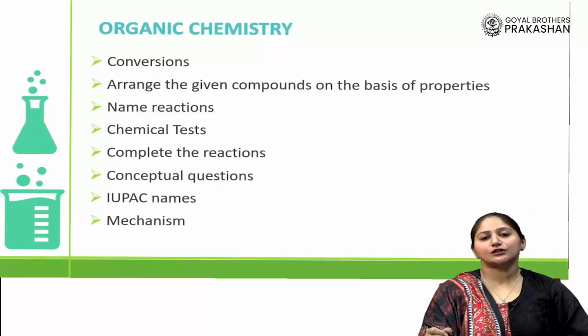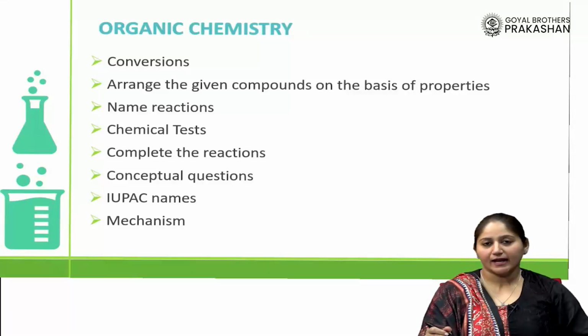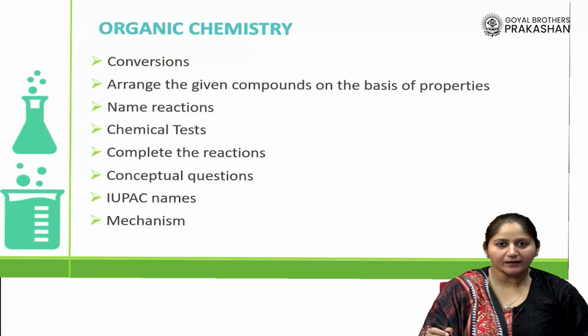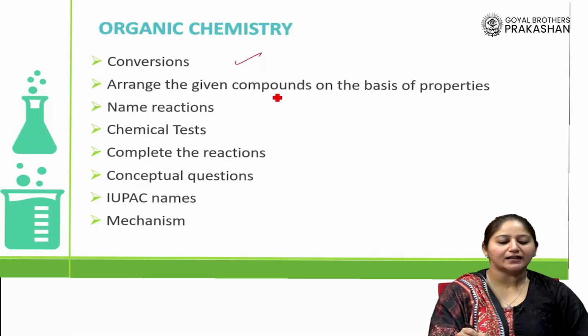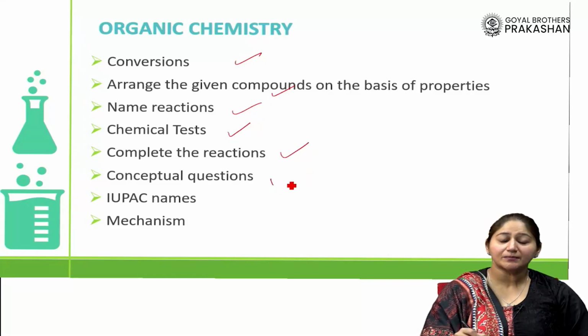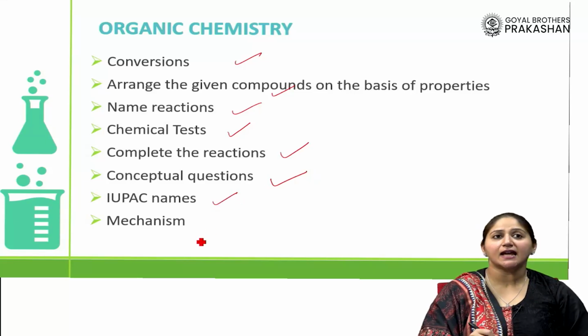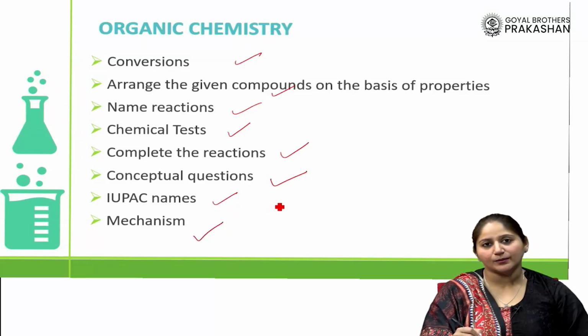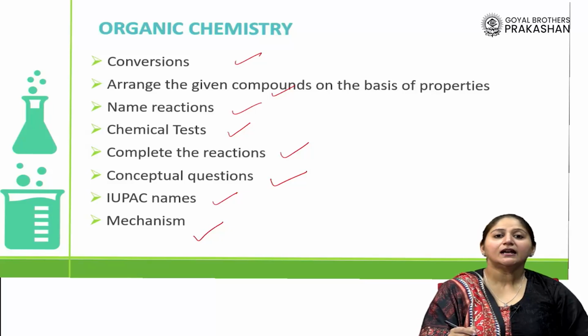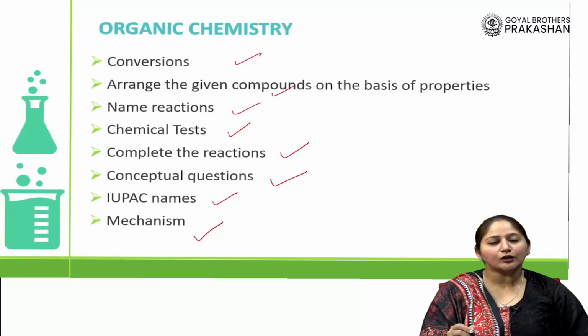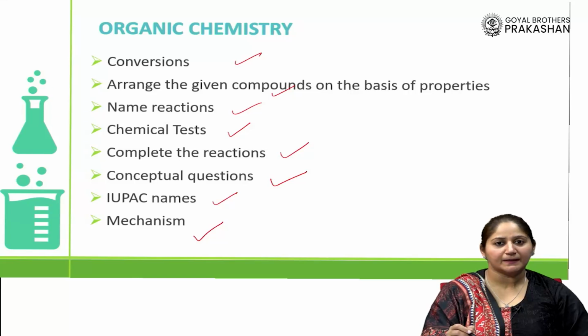Now let's proceed to book 2, that is organic chemistry. So in organic chemistry, definitely conversions, arranging the compounds, name reactions, chemical tests, completing the reactions, conceptual questions, IUPAC and mechanisms. All these are very important points. So let's see chapter wise what kind of questions have been asked in the sample paper.